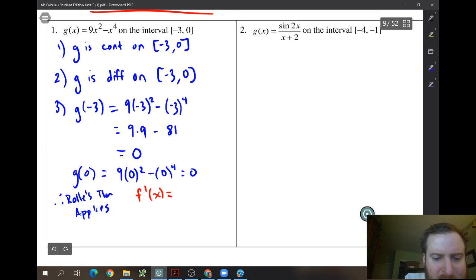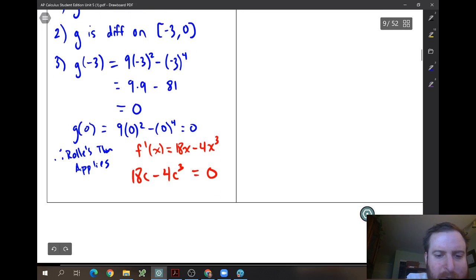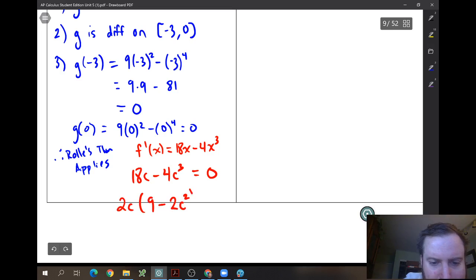The derivative f prime of x is 18x minus 4x cubed. So that's our derivative. Now for f prime of c equal to 0, we're just going to change our x's over to c's and set this equal to 0. So we can factor out a 2c. That gives us 2c times 9 minus 2c squared equal to 0.